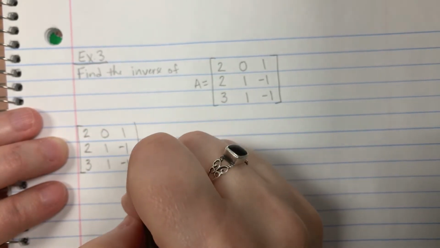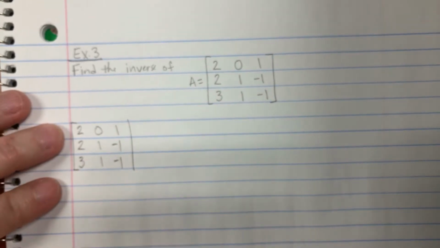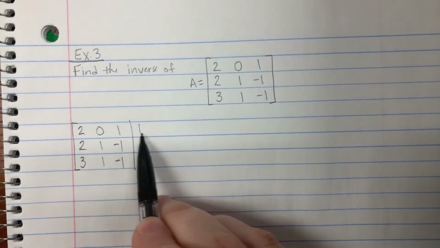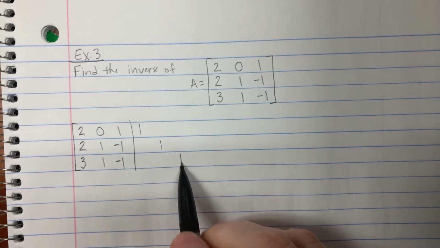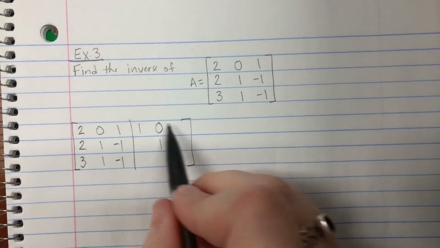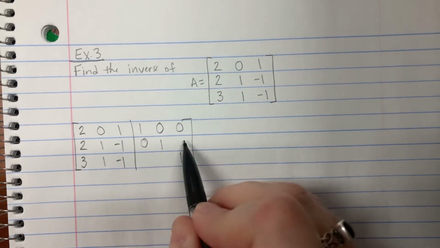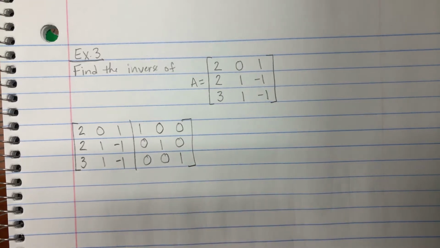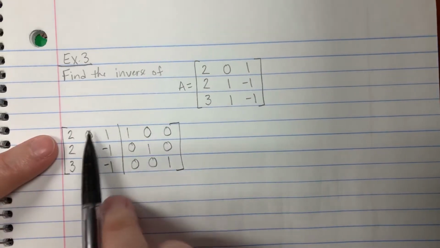And I want it to look like that reduced form. Okay, so a reduced form, remember, would be ones on the diagonal and zeros everywhere else. Okay, so I have to have a 0 here and a 0 here, 0 here, 0 here, 0 here, 0 here. Okay, so I want to trade these places.